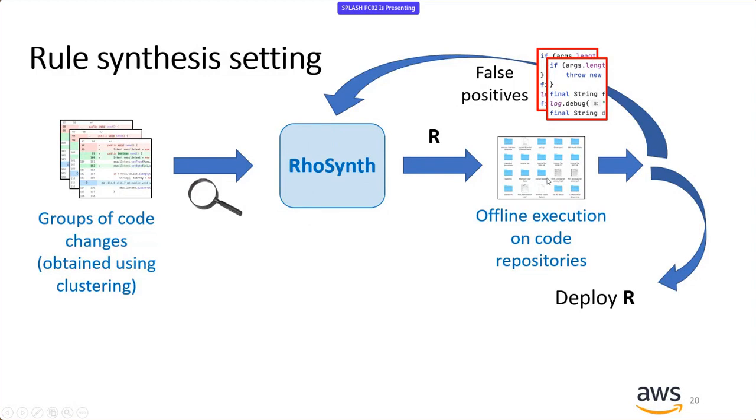We execute this rule on a code corpus in an offline manner, and we look at the detections generated by the rule and triage the findings. False positives generated by the rule are treated as conforming examples, which the rule should actually reject. Those are additional examples that are input along with the initial code changes from the clustering algorithm and are used for iteratively refining the rule. Once we have obtained a rule of sufficiently high quality, we can deploy it in production.